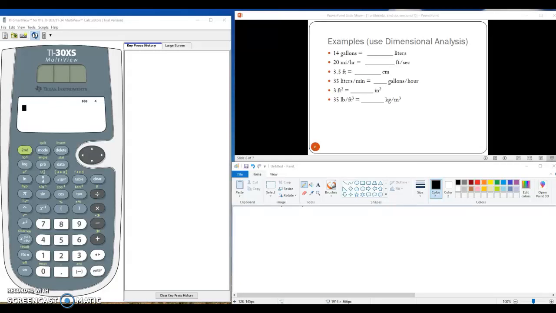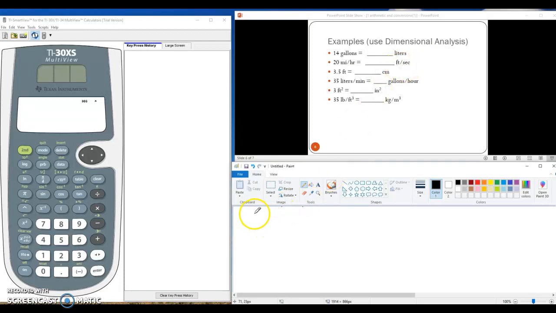We are going to do several more examples of dimensional analysis so that I'm sure that you understand the concept because it's so important for this class. We have done the first one in the previous video, and so now we'll look at the second one, 20 miles per hour converted to feet per second.